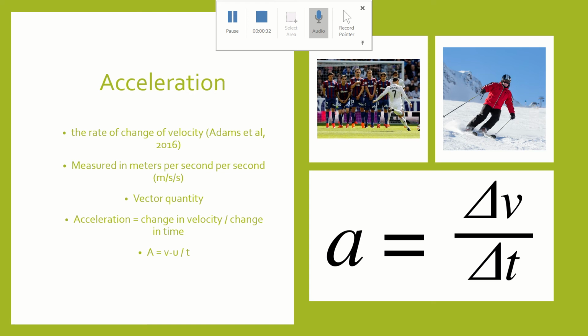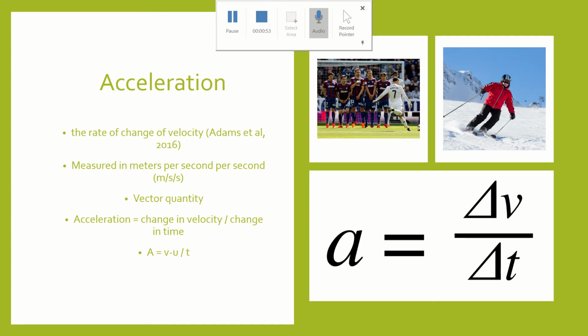Velocity is basically speed in a certain direction, which means that acceleration is the rate of change of speed in a certain direction. However, acceleration could also be the rate of change of only one component of velocity. For example, it might only be the rate of change of speed and not direction, or vice versa.